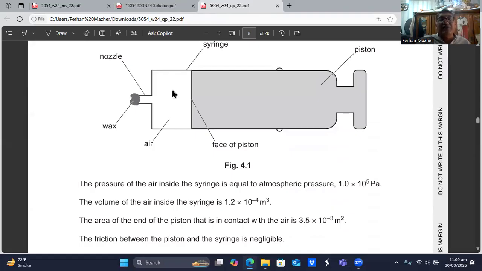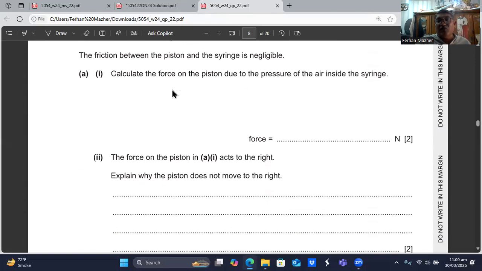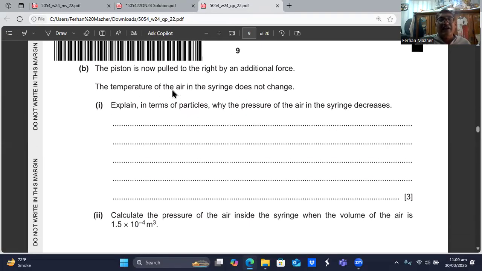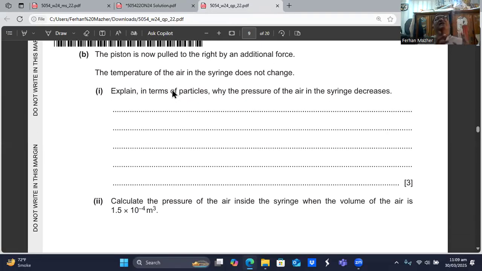The air which will be trapped here, its volume will increase. And you are saying that the temperature has not changed. So now what is happening? There is gas in that cylinder, and you have increased the volume of the gas, and the temperature of the gas, of the air, has not changed. Now, you know that the pressure and the volume are inversely proportional to each other if the temperature of the gas is constant.